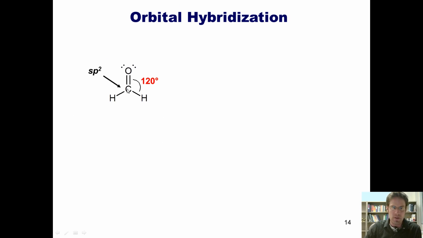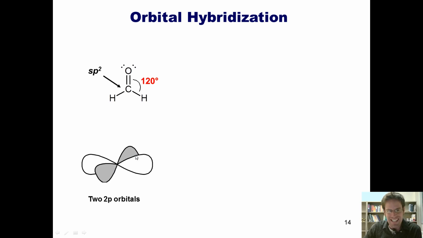As you might remember, the hybridization of this carbon is sp2, and the bond angle should be about 120 degrees. So what does that mean? Well, it means that carbon has combined its 2s orbital and only 2 of its 2p orbitals together in this hybridization. Let's see if we can take a look at that.